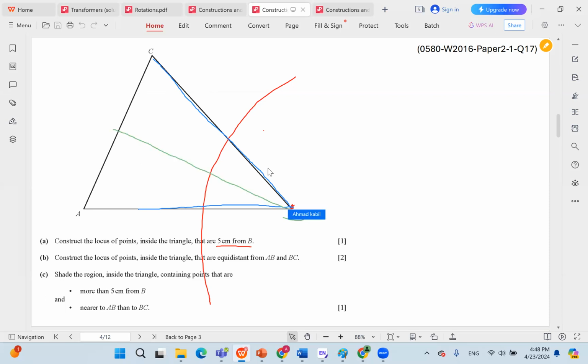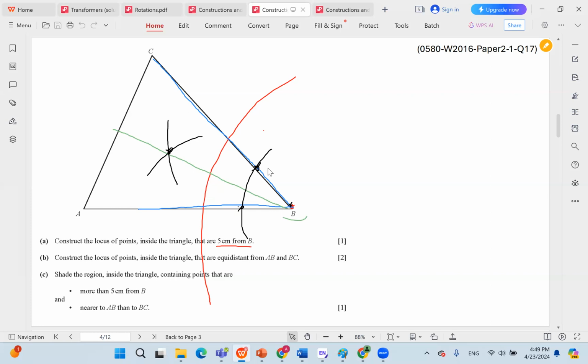I'll just give you a brief introduction to the steps. You will take the iron part of the compass, put it at B, draw an arc, something like this, and then put the iron part here and draw an arc, put the iron part here and draw another arc, and they will intersect at the point, which you shall join to B.